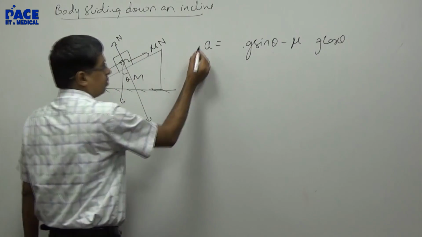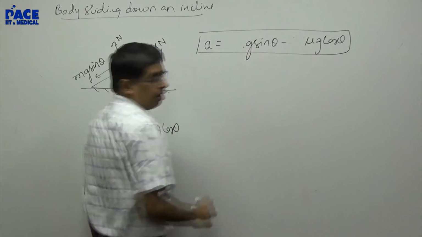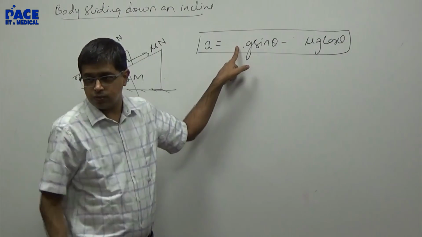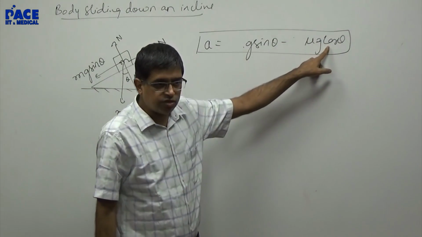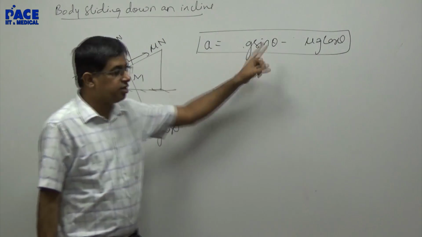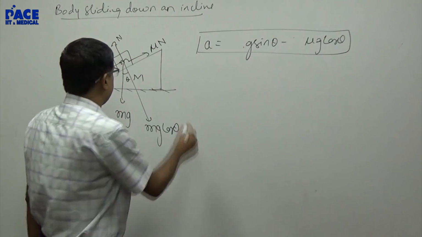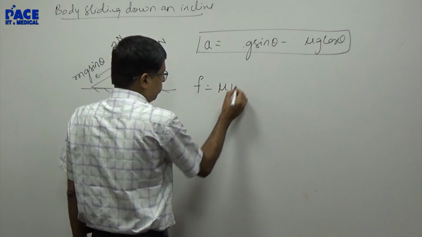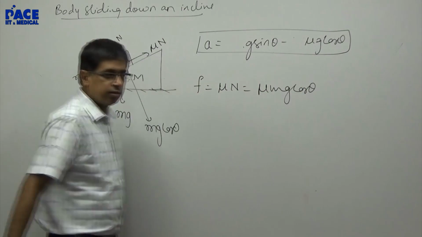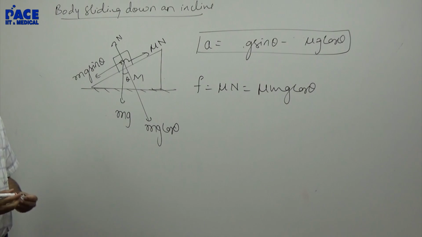I will write the next step again. A is equal to, divide by the mass, I get the acceleration. Mg sin theta is the force minus mu mg cos theta, since mu n is mu mg cos theta. Divide by mass, this is the acceleration with which a body is sliding down an inclined plane. Because friction is mu n, this is mu mg cos theta. Clear? Sure? Quick?